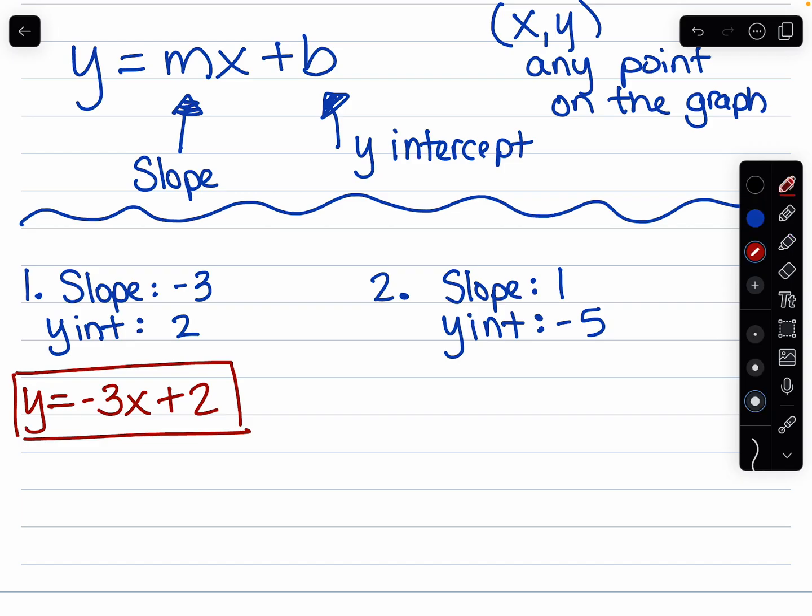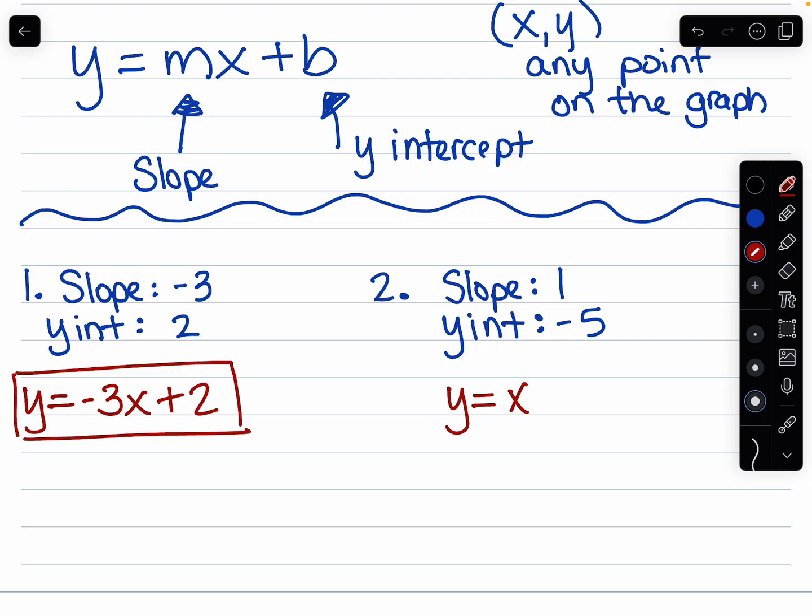All right, can anybody else tell me what my equation would look like if I have a slope of 1 and a y-intercept of -5? Yes. Now, do I have to write 1x, or could I simplify that to something else? I could just put x, because we understand there's always a 1 in front of a variable. Then, instead of saying plus -5, how could I write that?